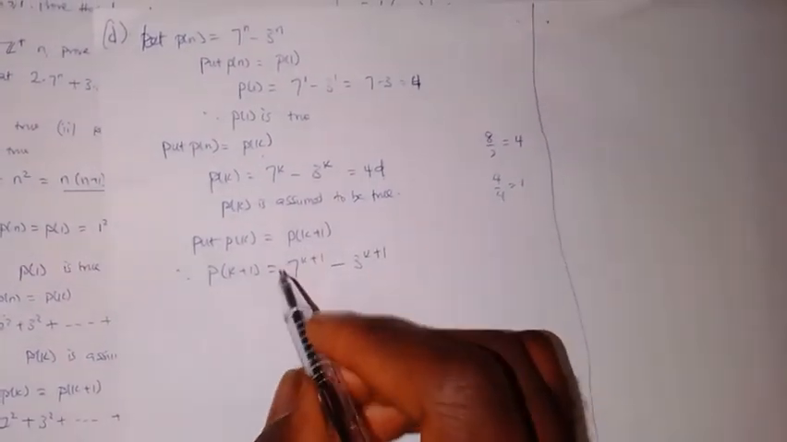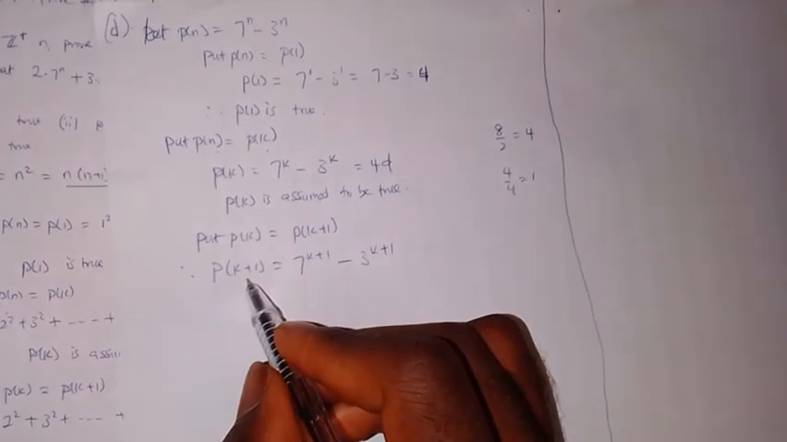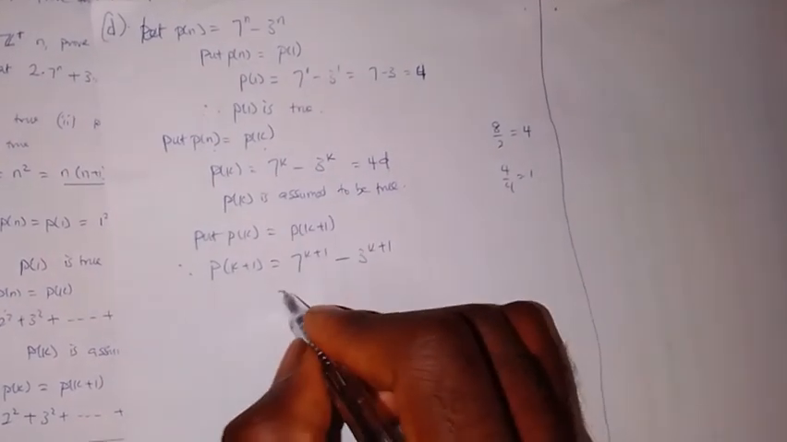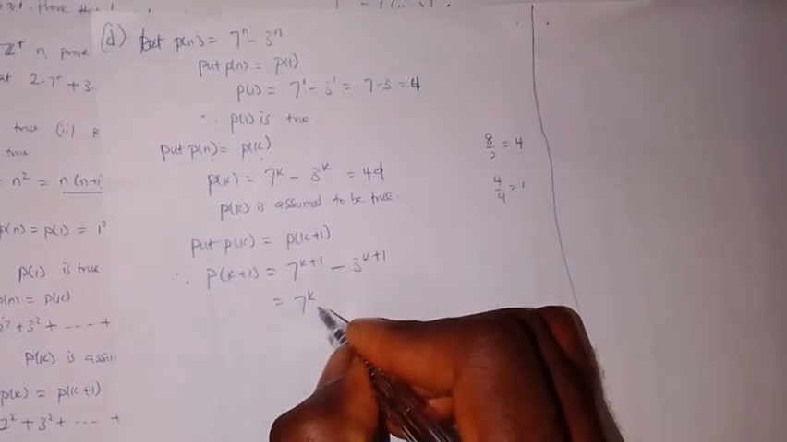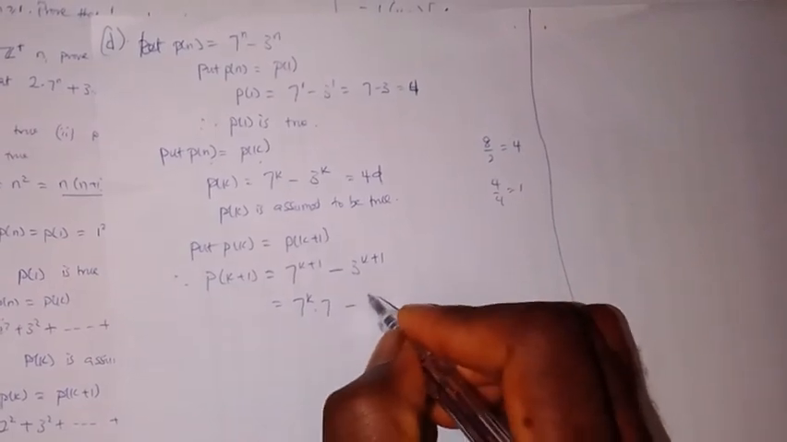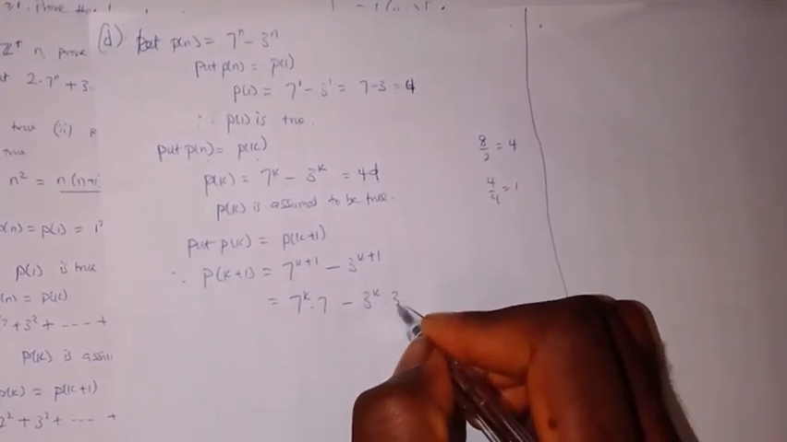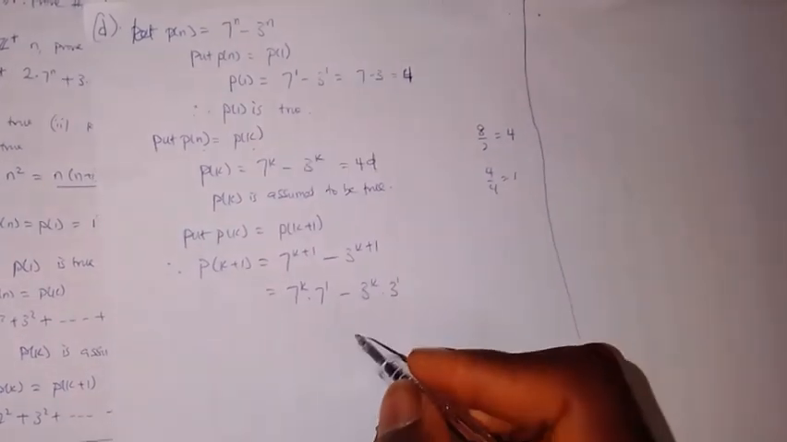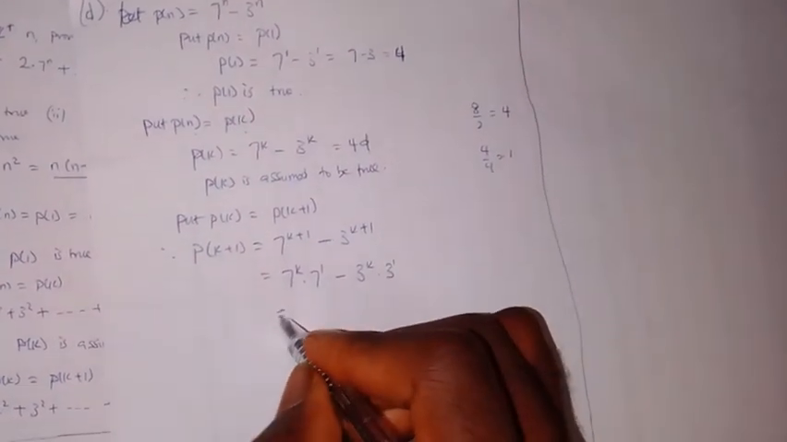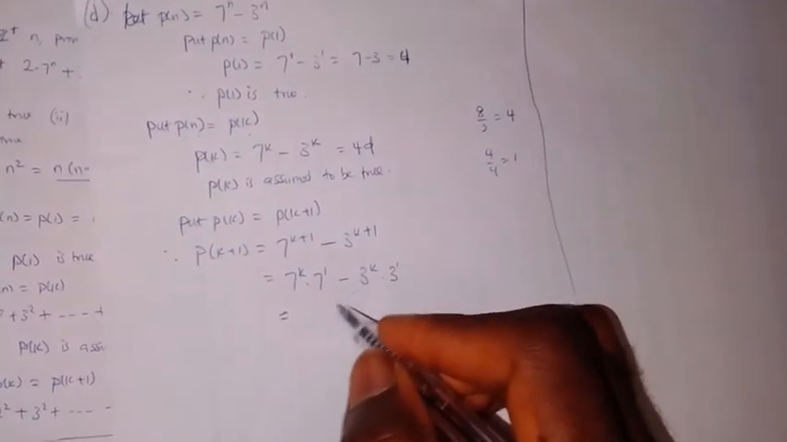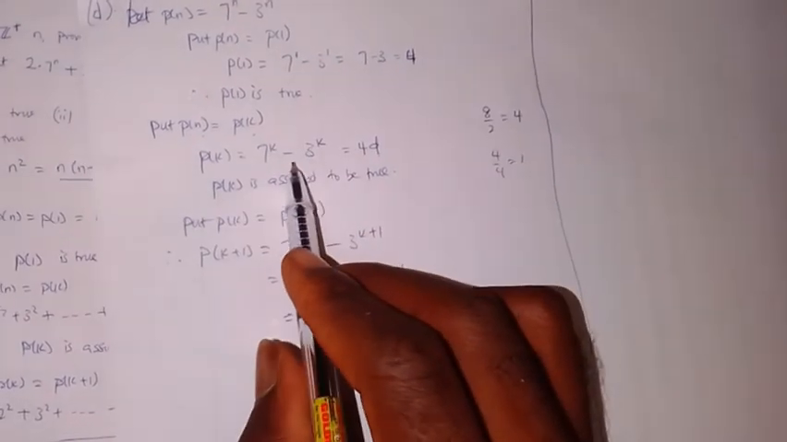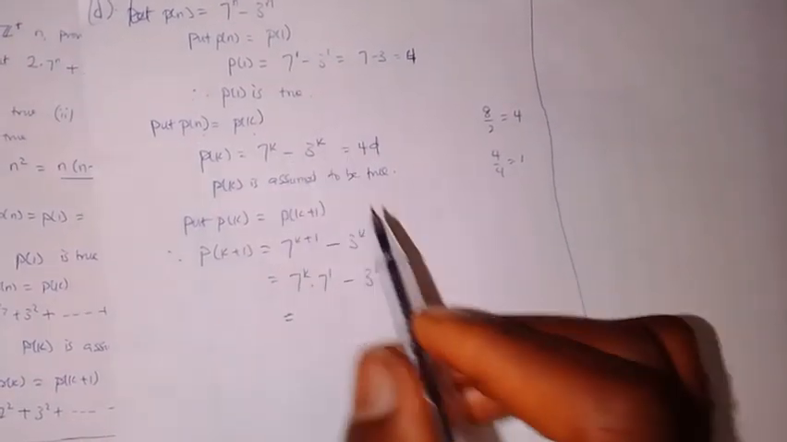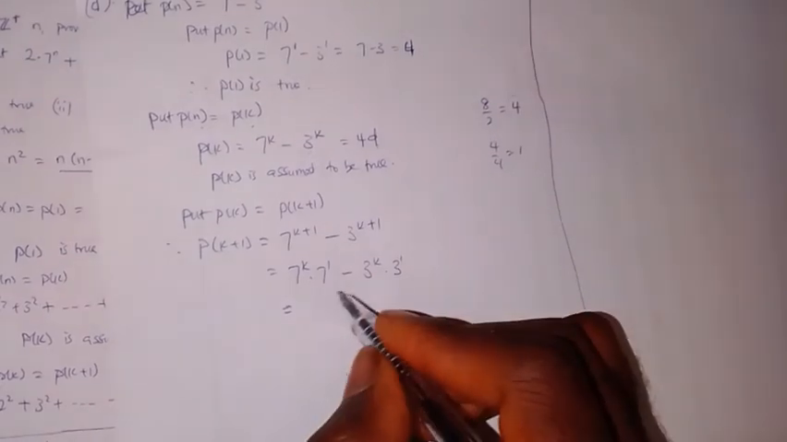Now, in this case, to put our P of k plus 1, we have this. Convert this to indices. That's 7 raised to the power k times 7, minus 3 raised to the power k times 3 raised to the power 1. This is 7 raised to the power 1. Now, transforming this P of k plus 1 to make us substitute our P of k in it is what we're going to do here.